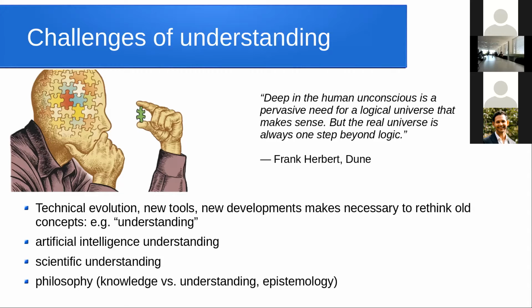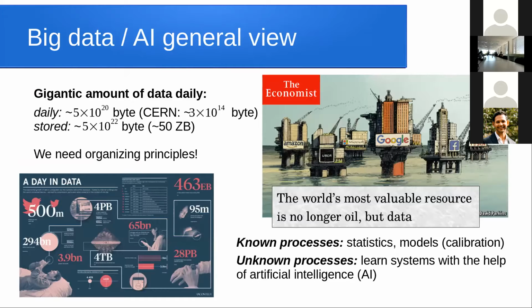So let's start. The first slide is about why artificial intelligence is necessary. I don't think I have to go too much into details. Everybody knows that a big amount of data is produced daily and even more is stored, and we need organizing principles. Moreover, these data are very valuable. The Economist says that it is the most valuable resource on Earth, more valuable than oil today. And if there is a known process in the background, then we can use science, statistics, calibrating models, and then understand what is going on.